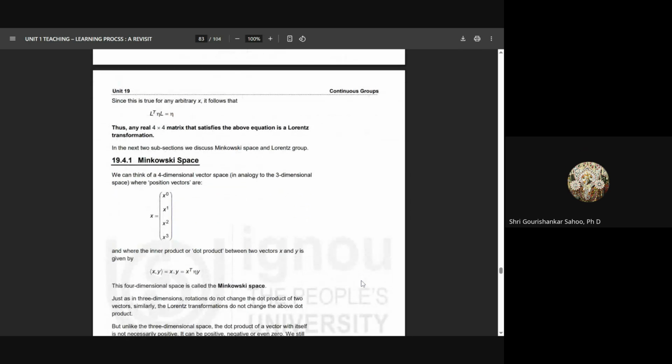Then Minkowski space, which I have told you about, is a 4-dimensional vector space. You know a 3-dimensional vector space in the Cartesian coordinate system, but Minkowski space is a 4-dimensional space where x can be written as x0, x1, x2, and x3, where 0, 1, 2, 3 are superscripts, and the inner product or the dot product between two vectors x and y is given by x comma y is equal to x dot y is equal to x transpose eta y, and this 4-dimensional space is known as Minkowski space.